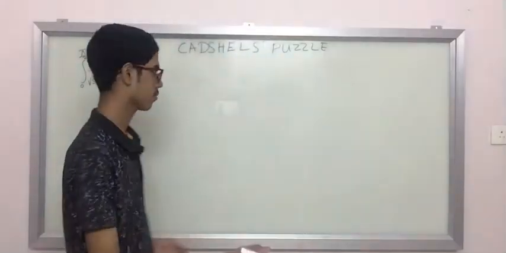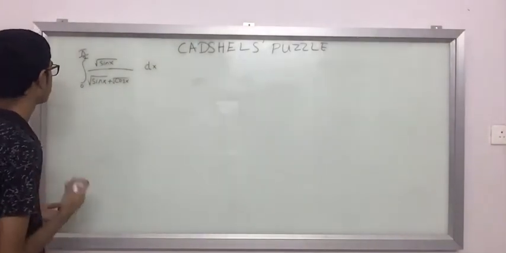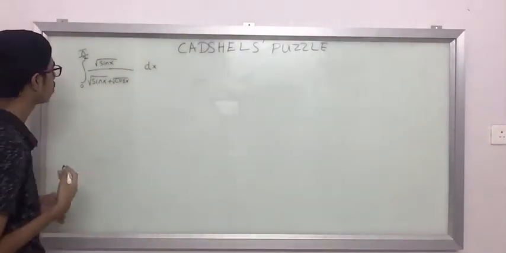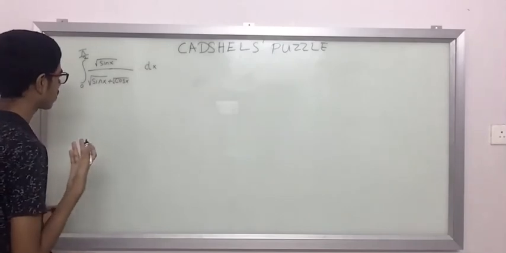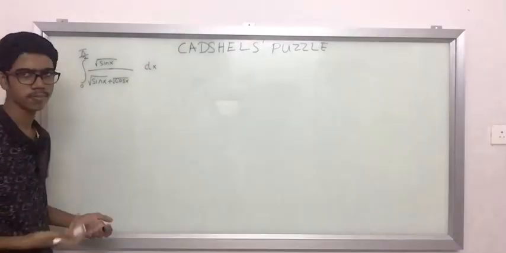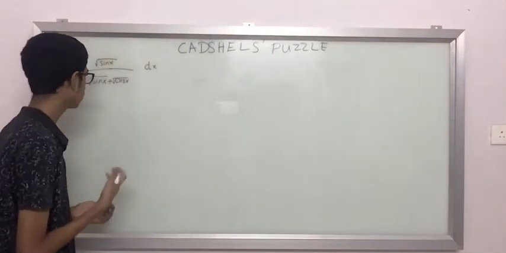Okay, what is the integral first? Integral from 0 to pi by 2 of square root of sin x over square root of sin x plus square root of cos x dx. Okay, how can we solve this integral first?